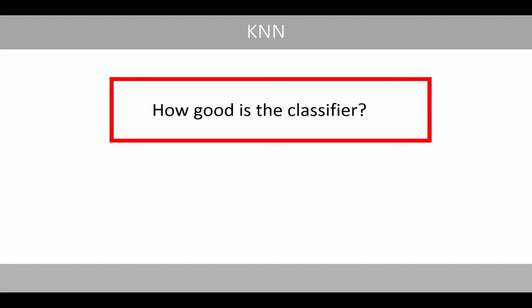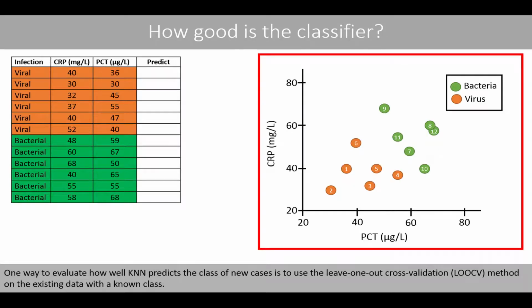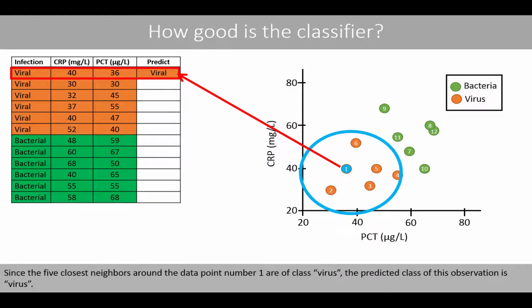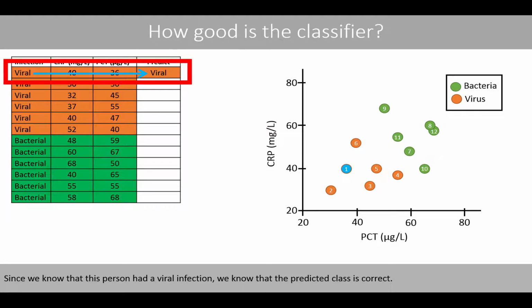So, how good is this classifier? One way to evaluate how well KNN predicts the class of new cases is to use the leave one out cross-validation method on existing data with known class. If we leave out the first patient from the data, or we pretend that we do not know that this patient has a viral infection, we can let KNN predict this for us and then see if the prediction is correct or not. Since the 5 closest neighbors around data point number 1 are of class virus, the predicted class of this observation is virus. Since we know that this person had a viral infection, we know that the predicted class is correct.